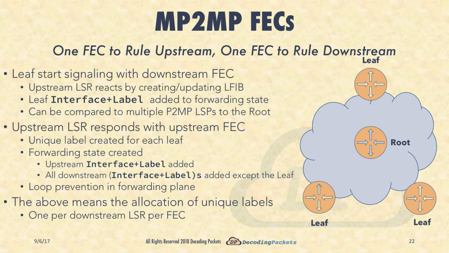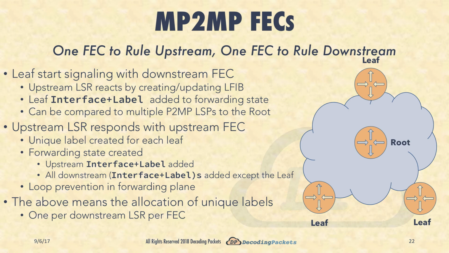The upstream LSR will simply add the interface and the label, the one that was just advertised from the leaf, to the list of other downstream interfaces and labels that the upstream traffic is swapped and replicated to. This is exactly the same thing that happens in point-to-multipoint LSP, and like I said, we've seen this a short while ago.